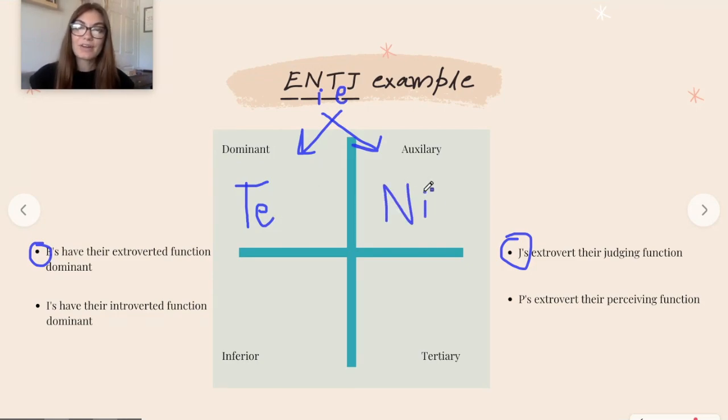Then we're going to take into account their axes. So the opposite of N is S, the opposite of I is E, the opposite of T is F, and the opposite of E is I. So we have kind of their axes like that.